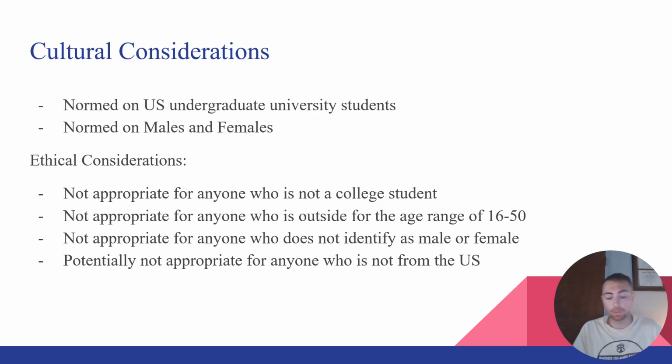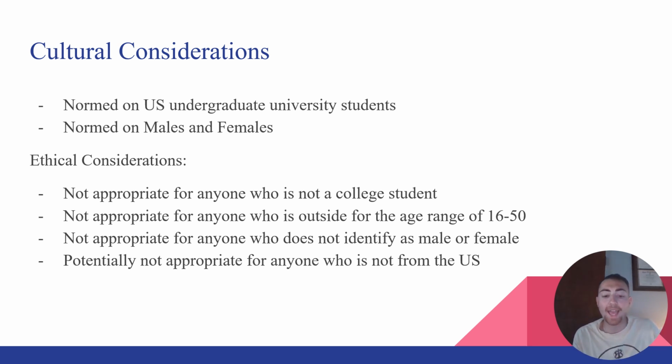Okay, some cultural considerations. When using this test, it's critical to understand that it was validated and normed with undergraduate university students who were males and females in the United States. Additionally, with the range being between 16 and 50 years old with the mean age of 18, that means that 68%, or approximately 738 people within the sample, fall within 1 standard deviation from the mean, demonstrating that most of the test was normed on individuals in that emerging adulthood stage of life.